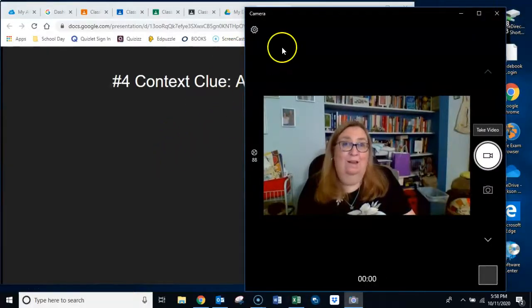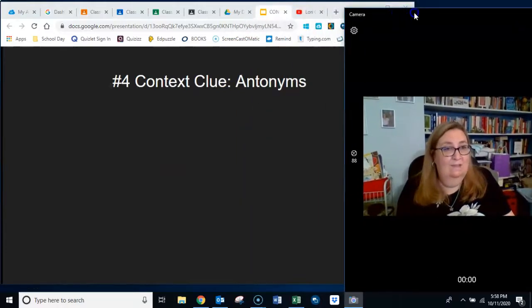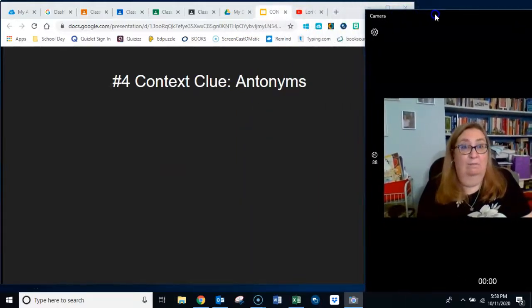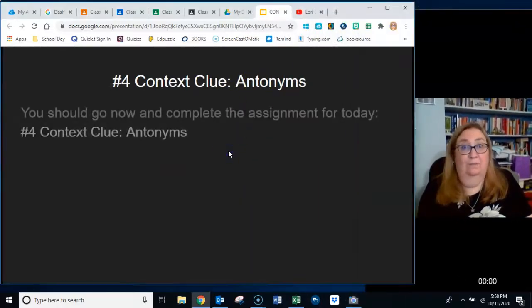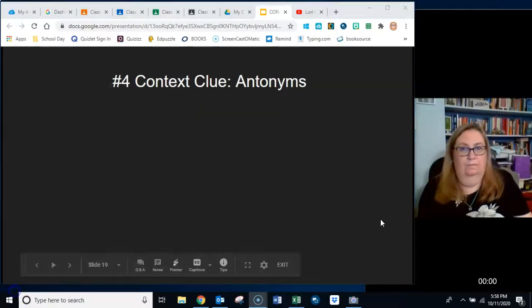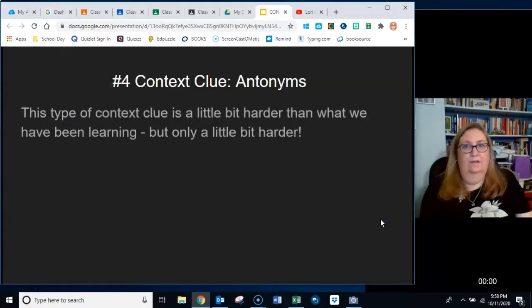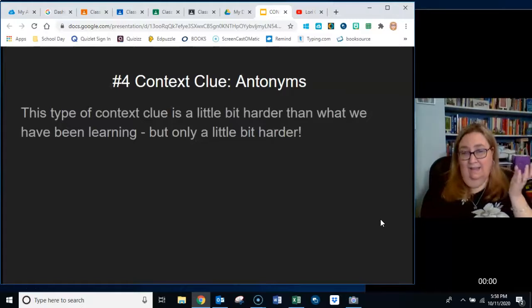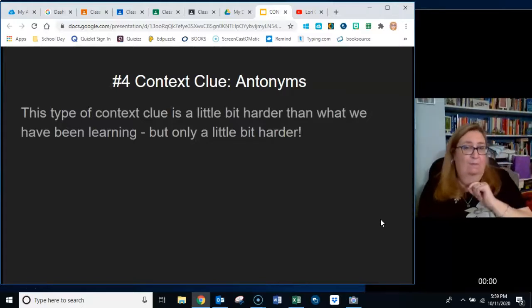So today all of our context clues are going to be antonyms, and much like the synonyms, they're going to be found around the sentence and around the word, not necessarily in the same sentence as the unfamiliar word. So let's look at this today. This type of context clue, like I said, is just a little bit harder than what we have been learning, but only the tiniest little bit harder.